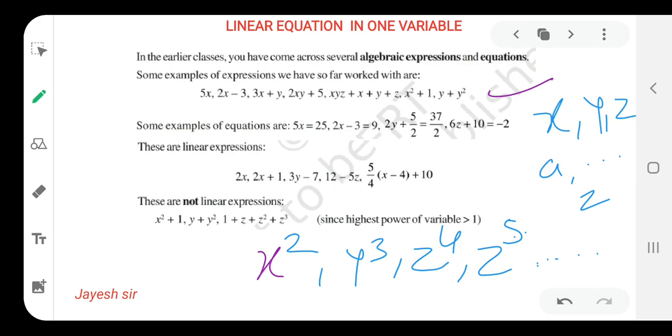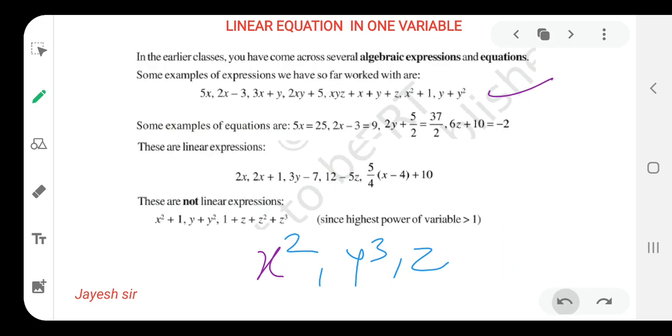So if someone gives us an equation and asks whether the given equation is linear or not, we can identify it by checking its highest power. After checking its highest power, we can tell whether the given equation is a linear equation or not.